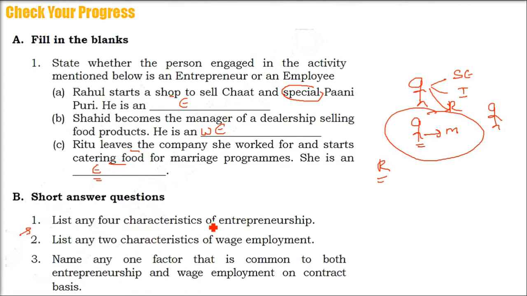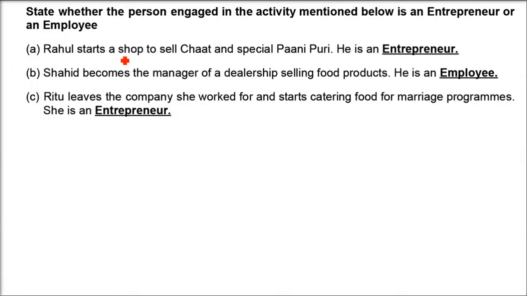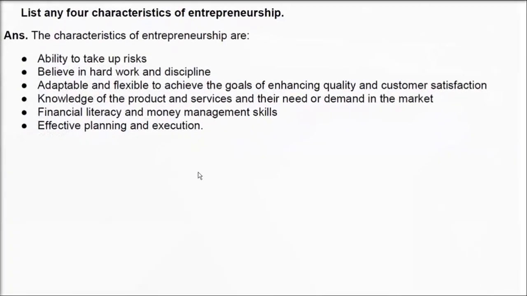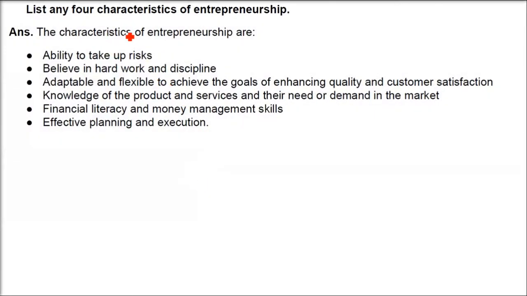Now these are short answer questions. List any 4 characteristics of entrepreneurship. List any 2 characteristics of wage employment. Name any one factor that is common to both entrepreneurship and wage employment on contract basis. So this we have already seen. All these answers were discussed. Now coming to list any 4 characteristics of entrepreneurship.